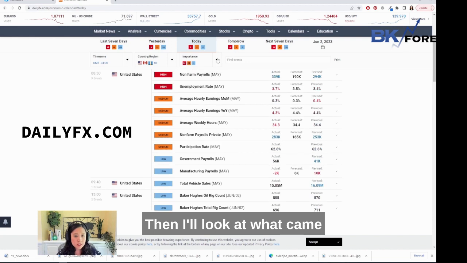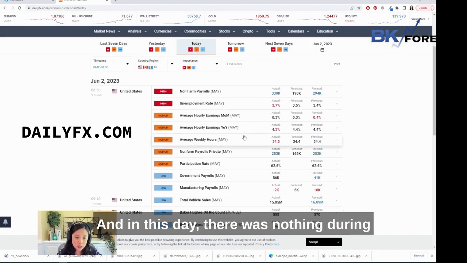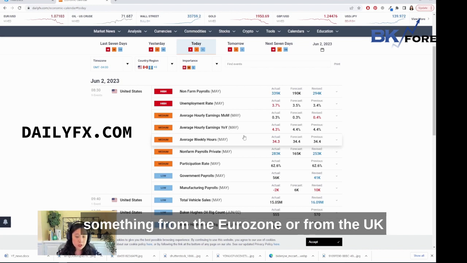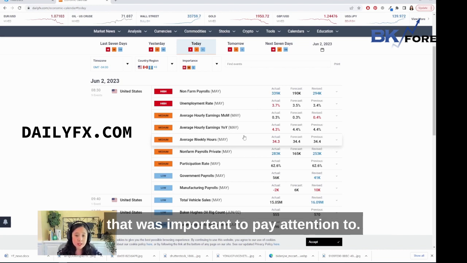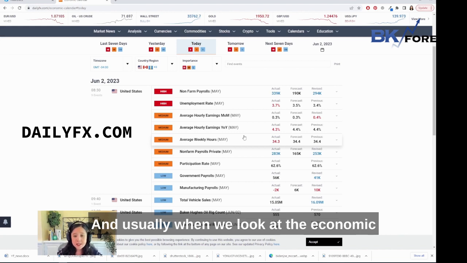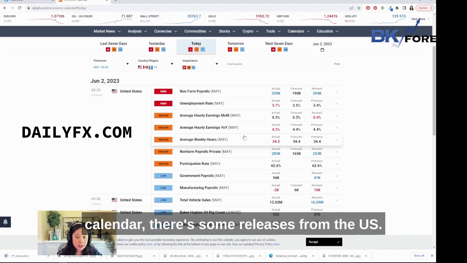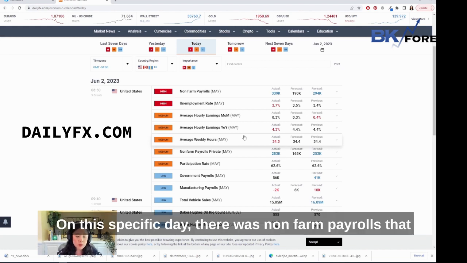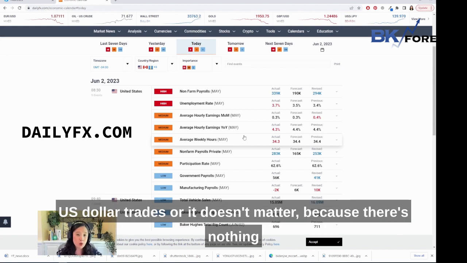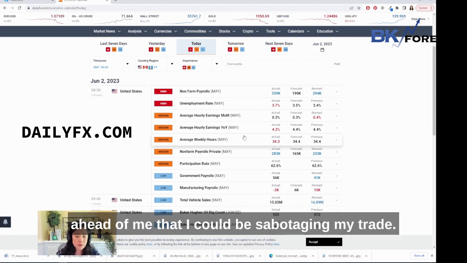Then I'll look at what came out during the European session. And on this day, there was nothing during the European session, but there may have been something from the Eurozone or from the UK that was important to pay attention to. And I'll look at what is coming out for the day. Usually there are some releases from the US, and on this specific day, there was non-farm payrolls, which will tell me whether or not I should be avoiding US dollar trades, or it doesn't matter because there's nothing ahead of me that I could be sabotaging my trade.